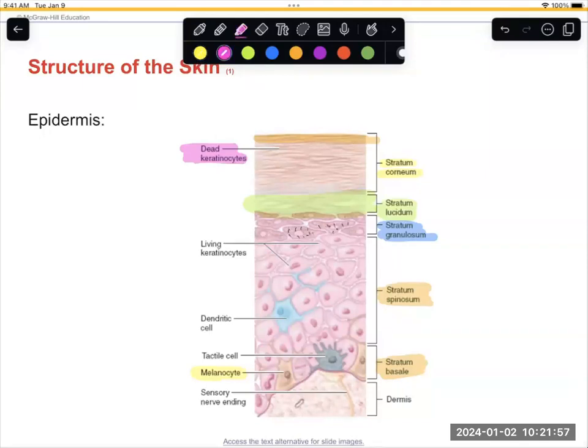We have tactile cells. These are sensory cells that allow you to feel touch. And then we have dendritic cells. These are like immune cells that are out wandering and monitoring in case your skin gets torn or damaged, to prevent any pathogens from getting into your skin.